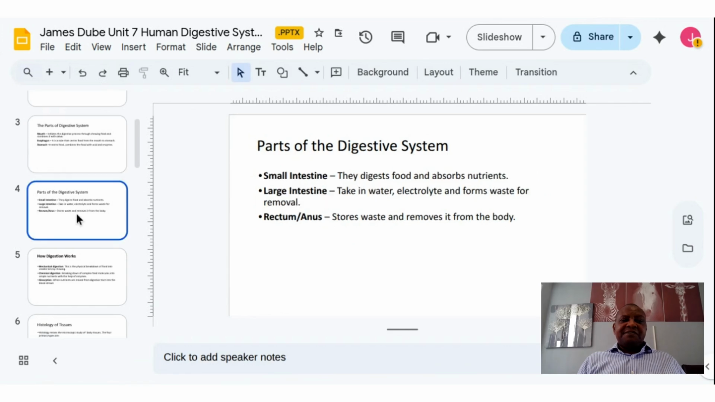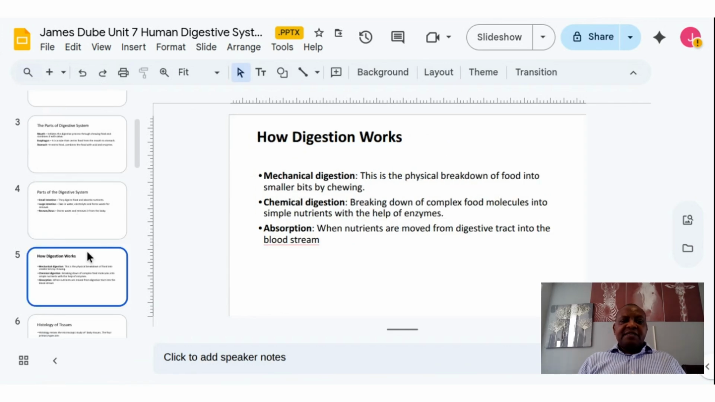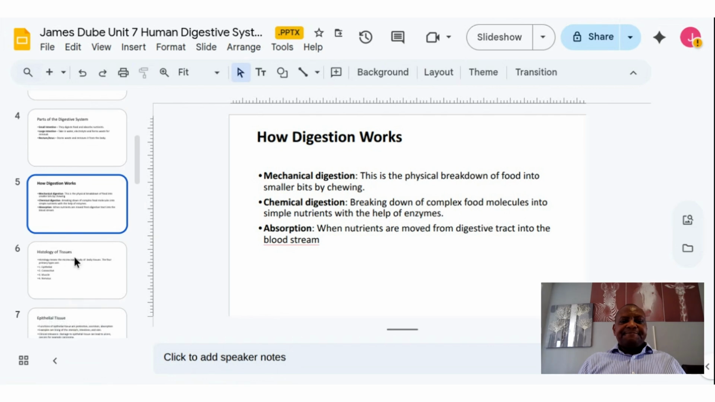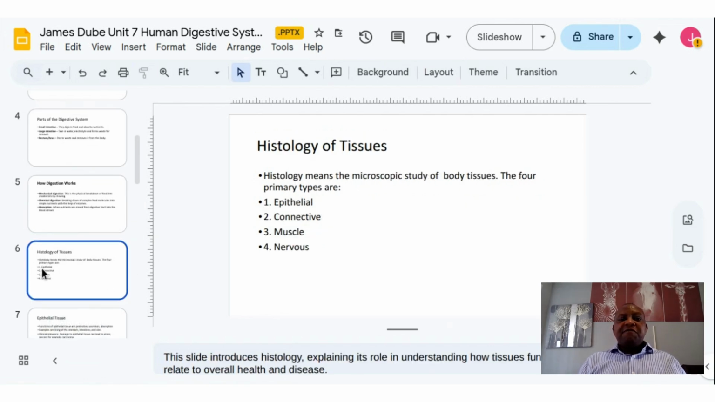My next slide is going to talk about the histology of tissues. What do we mean when we talk of histology? Histology is a microscopic study of tissues. There are four primary types of tissues which are important in the digestive system, namely the epithelial, connective, muscle, and nervous tissue. These are the four major tissues involved in histology in the digestive system, important for the body system to work.